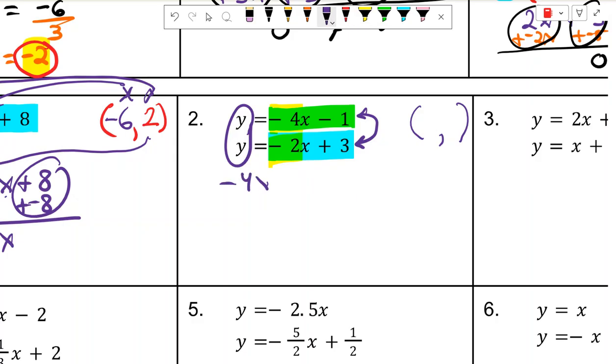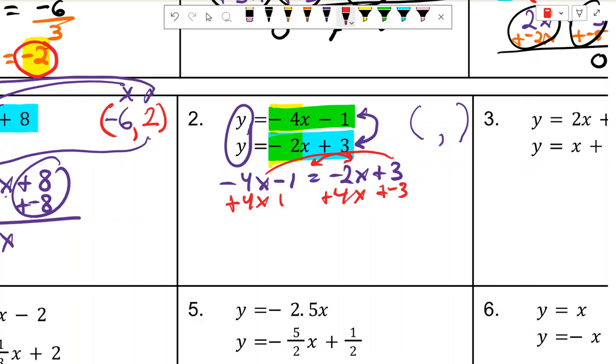Negative 4x minus 1 is equal to negative 2x plus 3. We need to join our x's together. You know that I'm going to choose the smaller of the x's. I'm going to add a 4x to this side and a 4x to this side. So since I'm moving my x terms to the right, I need to move my constants to the left by adding a -3 to both sides.